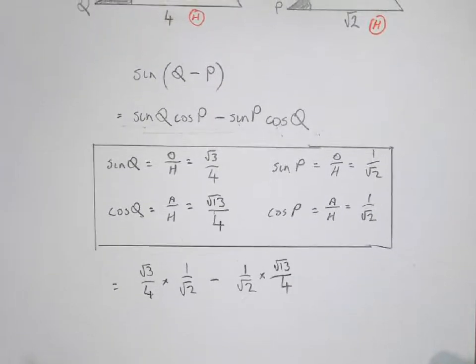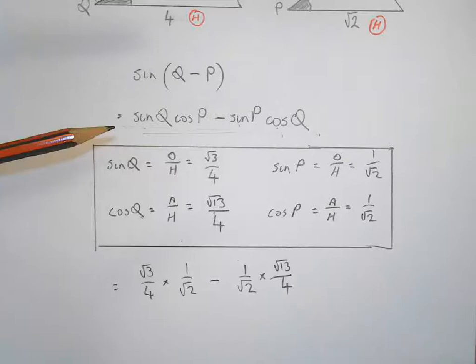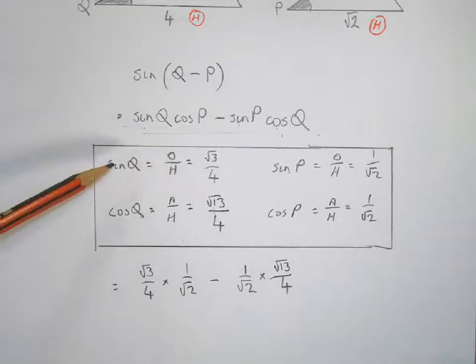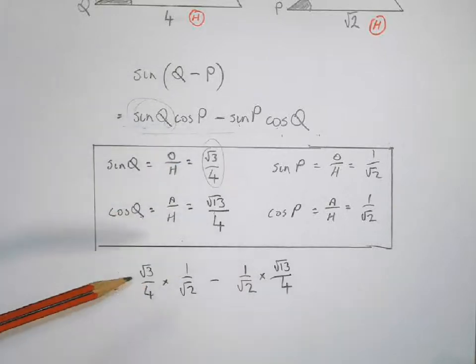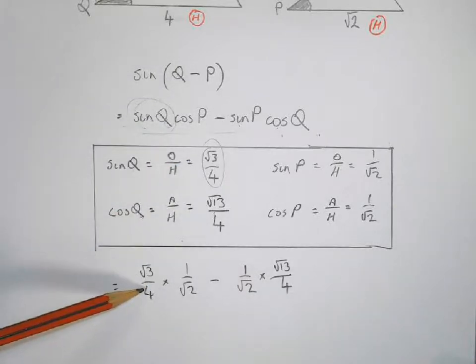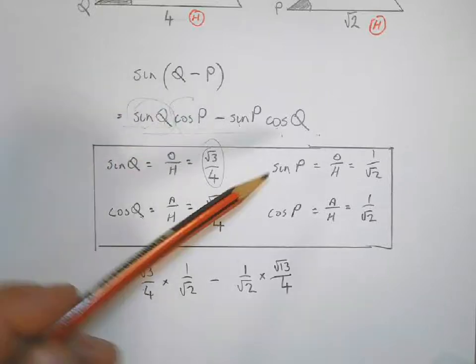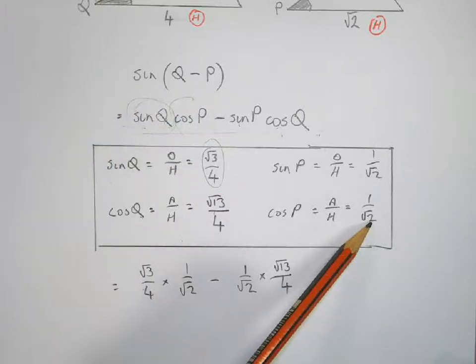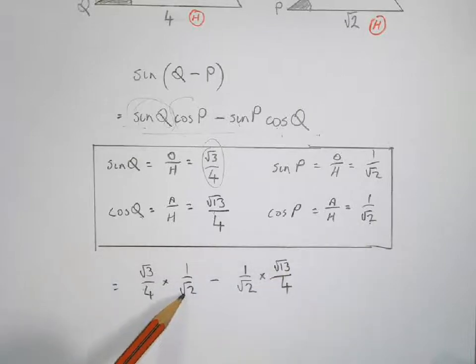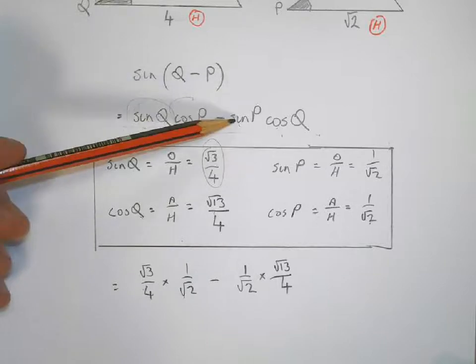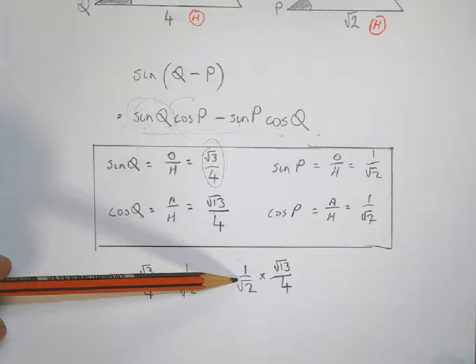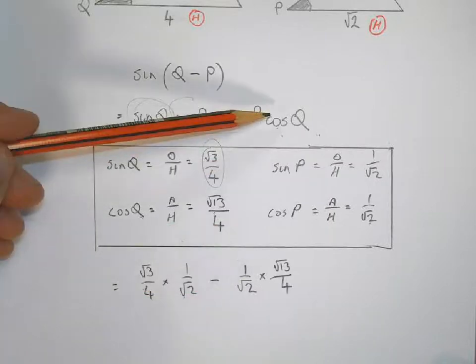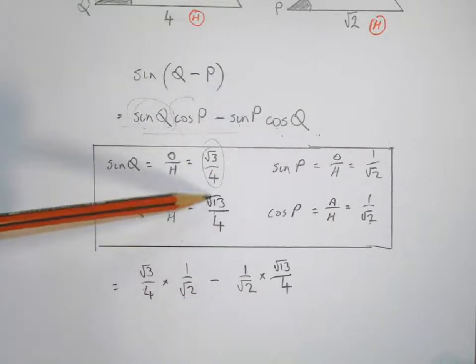Right, okay, so as I was saying, you can now substitute these values in. The sine q can be replaced by this number here. So I've done that, root 3 over 4. The cos p can be replaced with this exact value over here, which is 1 over root 2. And there I've replaced it with 1 over root 2. Sine p, again, is 1 over root 2. So I've replaced that there with 1 over root 2. And last, cos q, the exact value of cos q is root 13 over 4.